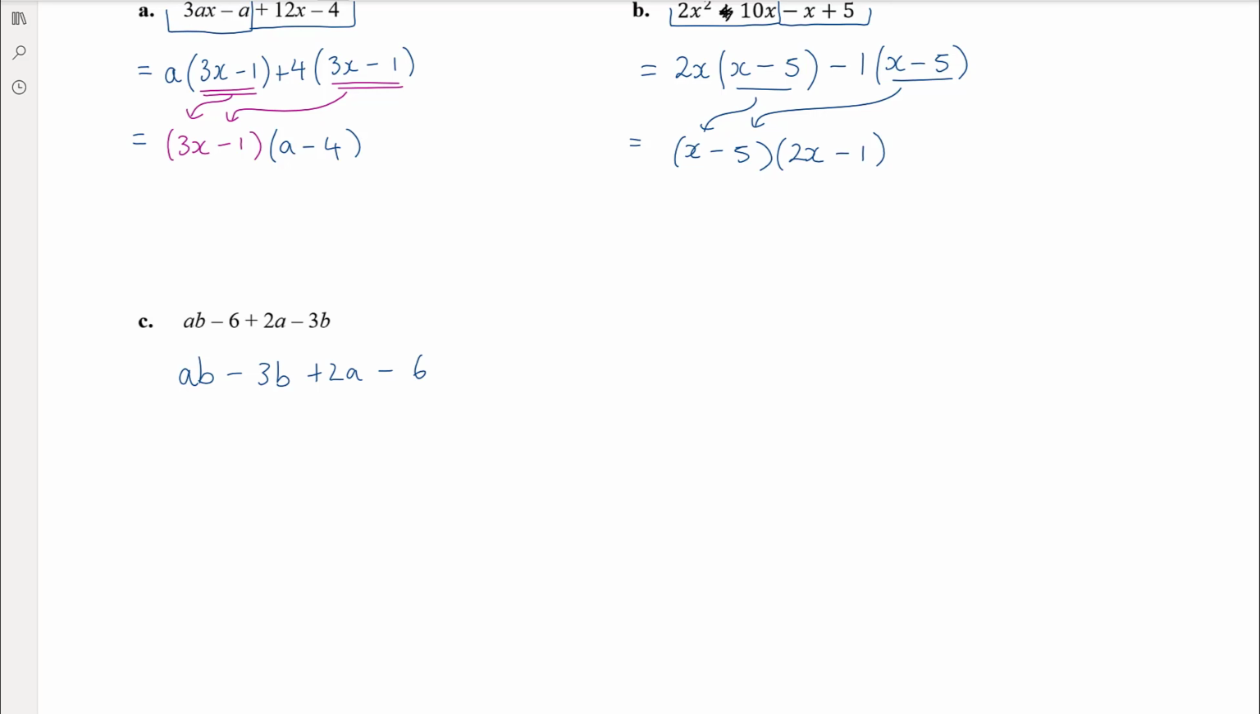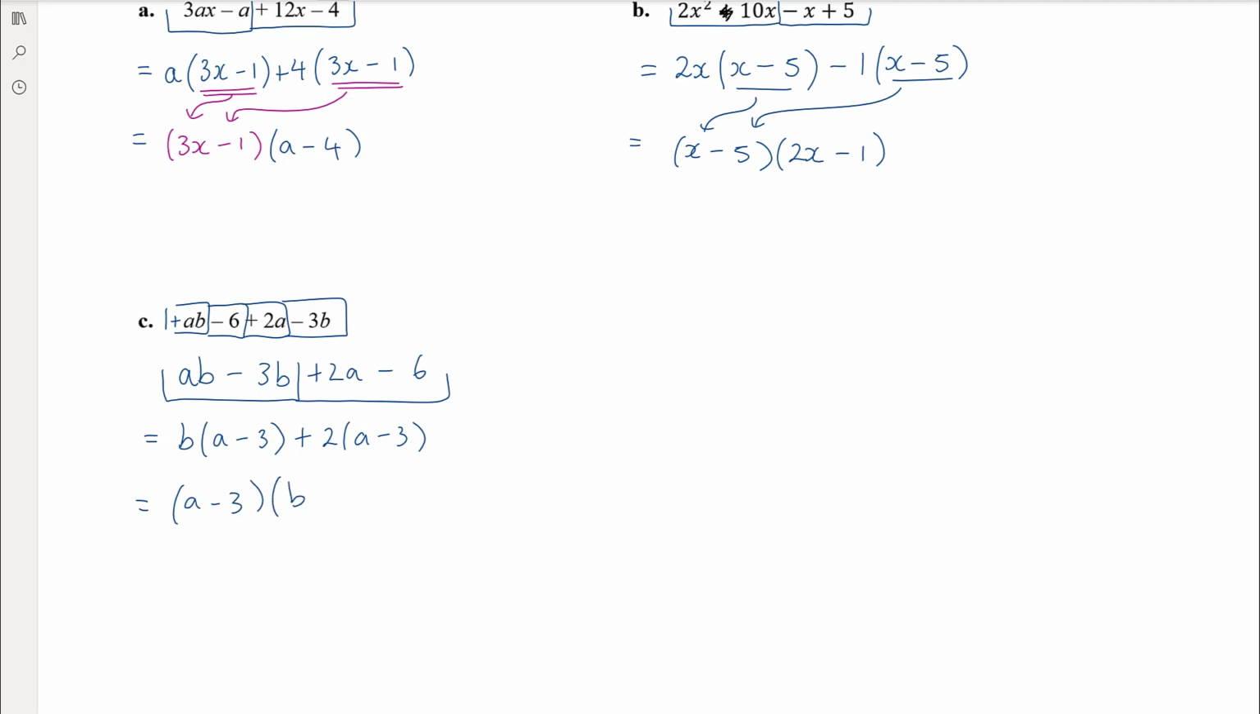Okay, so remembering that we can reorder the terms. This is a positive ab, a negative 6, a positive 2a, and a negative 3b. You can think about those as four building blocks that you can put in any order. So we wanted to reorder them so that now I've got that common factor of b in the first two terms and a common factor of 2 in the second two terms. So I'm going to have b times a minus 3 plus 2 times a minus 3. And now that bracket of a minus 3 is what's common, and multiplied by b plus 2. Okay, so that would be one way that we could do it.